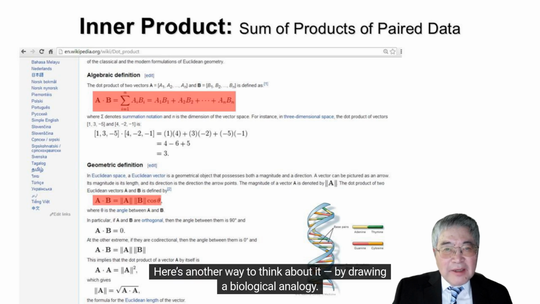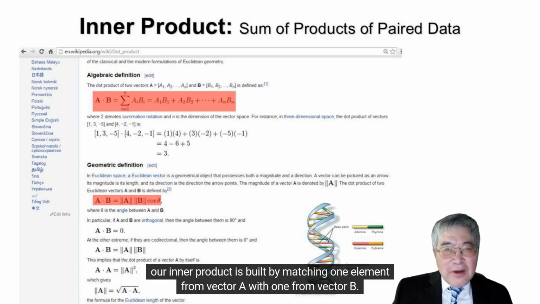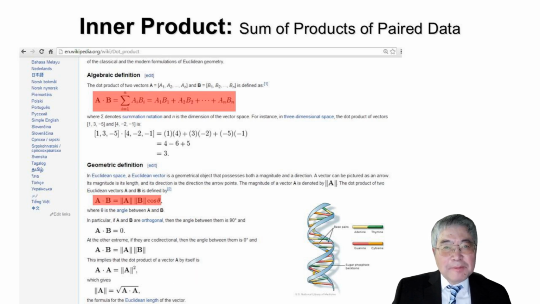Here's another way to think about it, by drawing a biological analogy. Think of the inner product like the base pairing in DNA. Just as DNA sequences are built from matched pairs of bases, adenine with thymine, guanine with cytosine, our inner product is built by matching one element from vector A with one from vector B. Each matched pair contributes to the total result.